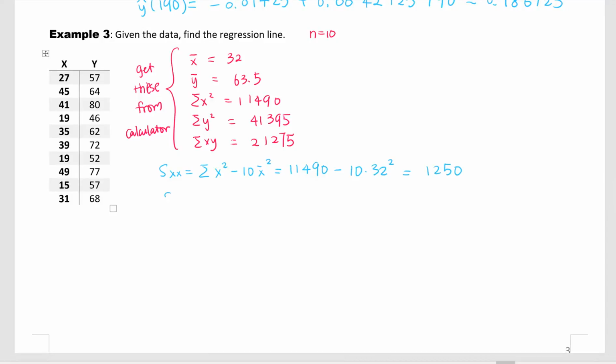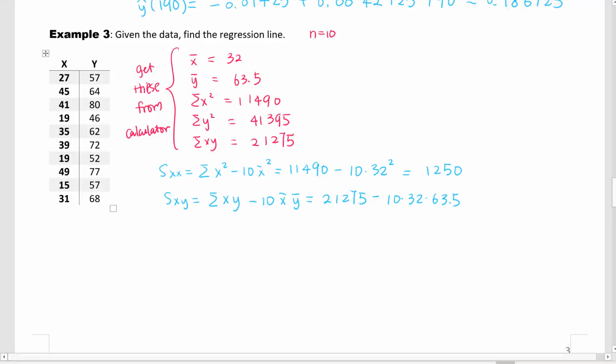And what is SXY? That is sum of xy minus 10 x bar y bar. Sum of xy is 21275, minus 10 times x bar, which is 32, times y bar, which is 63.5. Plug this in your calculator. What do you get? I get 955.